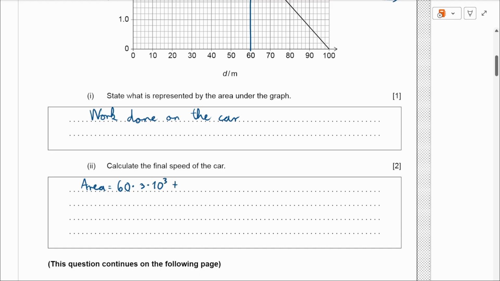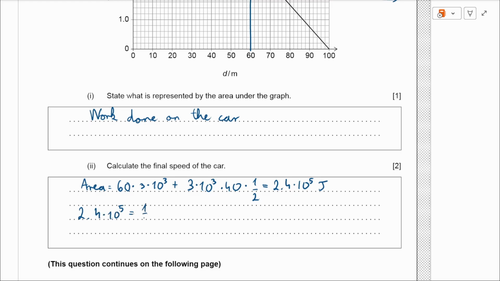And then the triangle, well, the height of it is the same. And I can see that the base of it is from 60 to 100, so 40. And since it's a triangle, I will multiply it with 1/2. So if we plug this in, then we will get 2.4 times 10 to the 5 joules. And so this is the work done by the car, and this will be equal to the kinetic energy gain of the car.